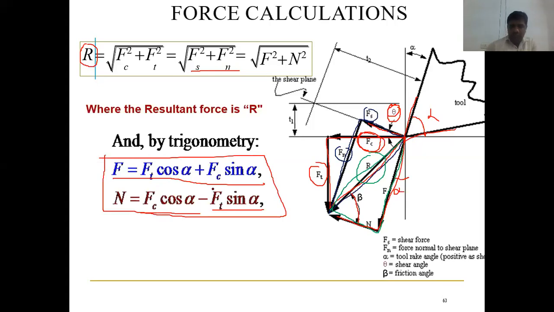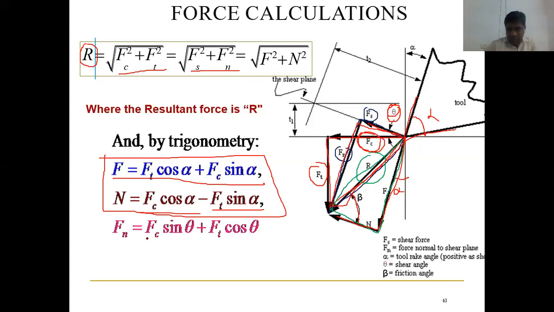In addition to these two, more forces are there. The shear force also needs to be found. How to find the shear force? Same R value: under root FC square plus FT square, the same R value. Now you can take this triangle, the shear force triangle. If you take this force triangle and resolve all the forces about the particular direction, you are going to get your normal reaction. So the normal reaction, this one.